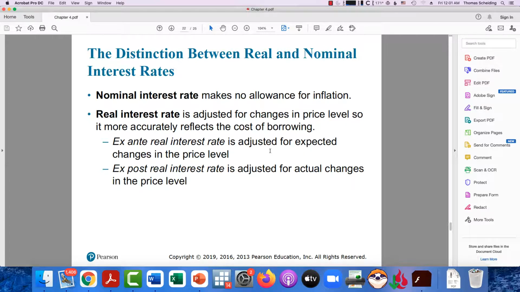The final big thing we need to do in this chapter is we need to distinguish between the real interest rate and the nominal interest rate. The nominal interest rate is just generally what's printed on most loan documents, things like that. So the nominal rate, it doesn't take into account what the interest rate is in the market as a whole.